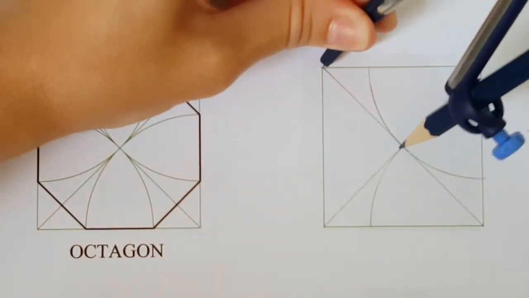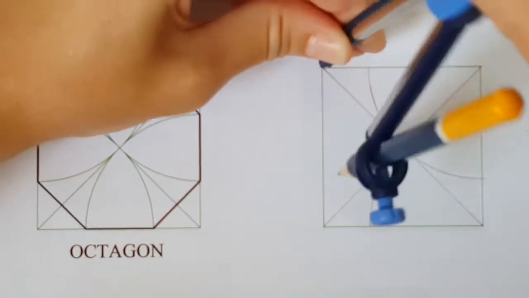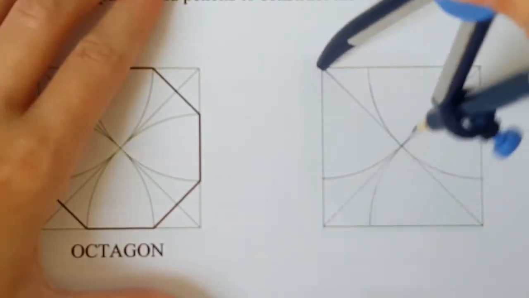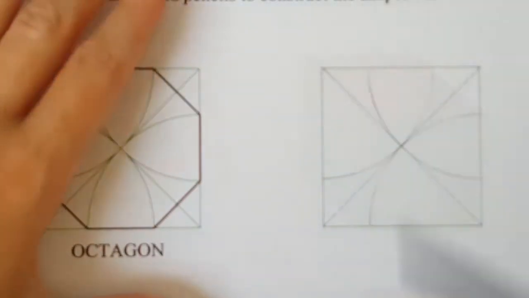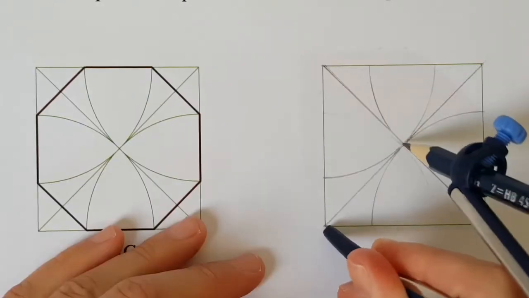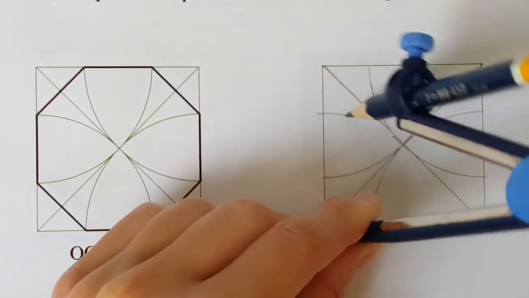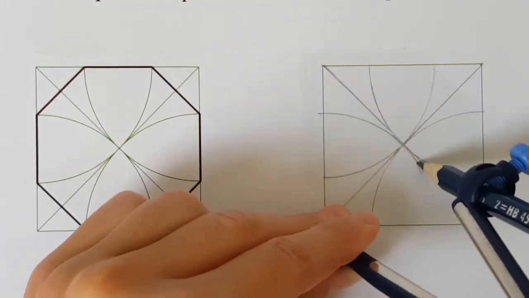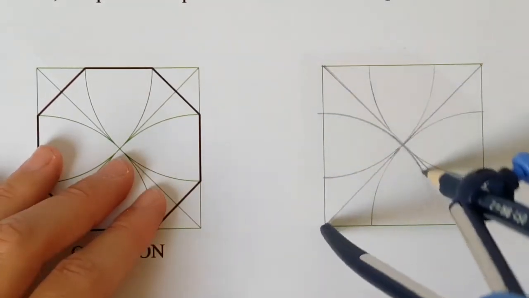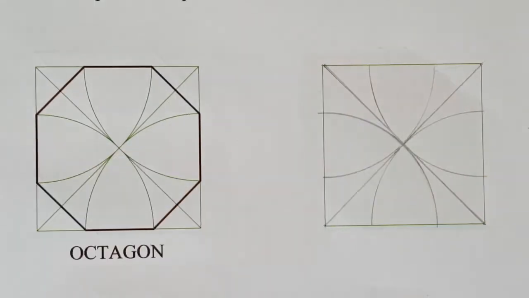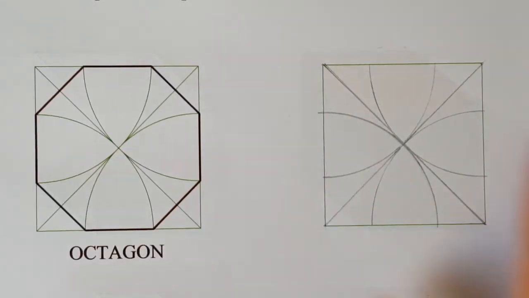Continue the same with all four corners of your square. Okay, now let's do the last one. Make sure that the compass is always passing through the center of your square.